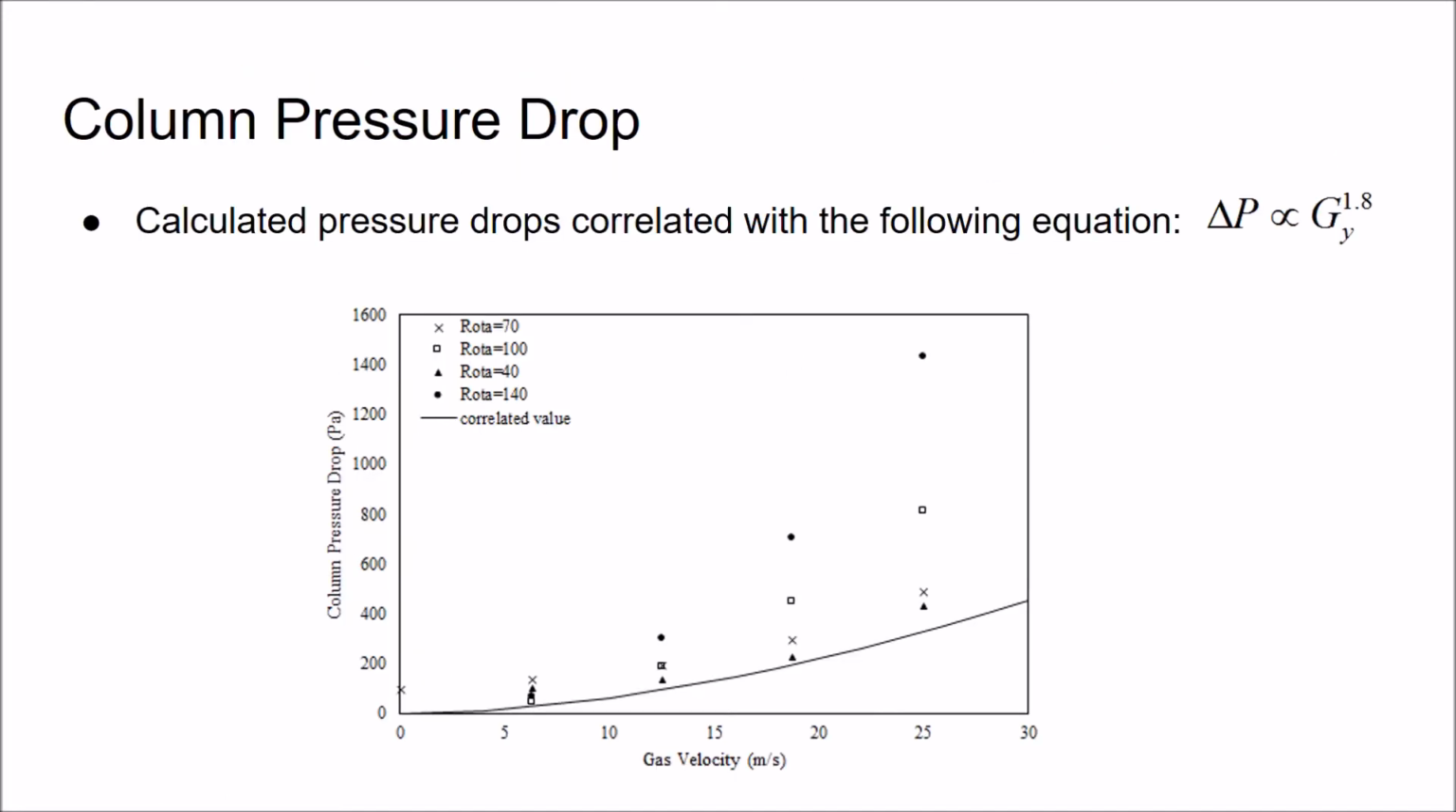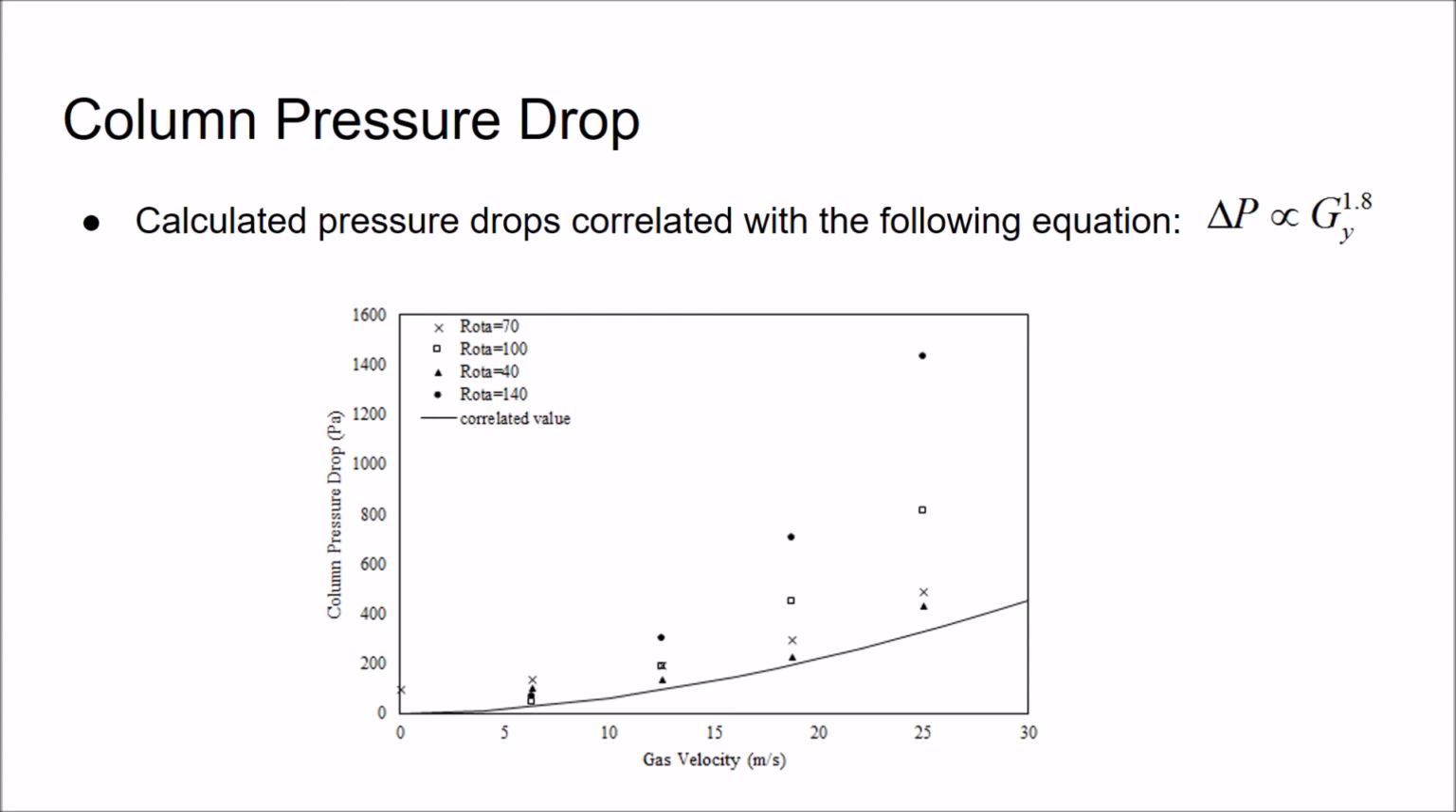The experimental results for column pressure drop are shown below. The calculated pressure drops were correlated with the following equation. The experimentally determined pressure drops were consistently higher than the correlated values. Additionally, the correlation better fits data at lower liquid flow rates. However, while the correlation better fits these liquid flow rates, experimental results depart from the correlation for vapor velocities at or above 20 meters per second.